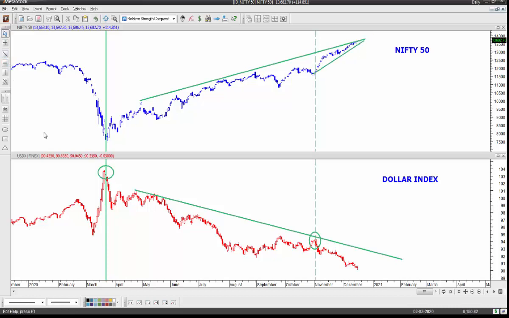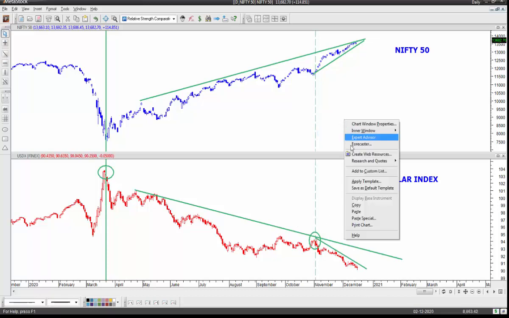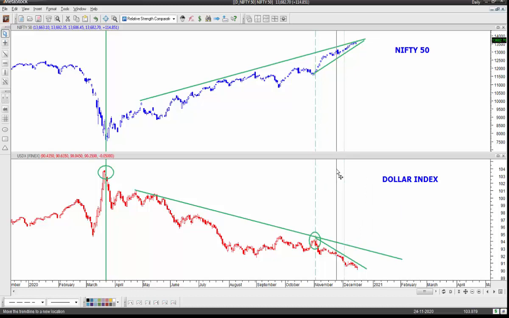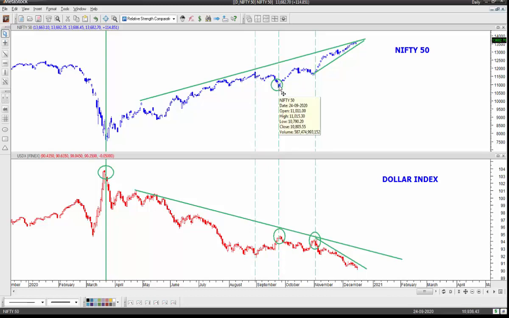This is where the trend has picked up, and this is where the trend has picked down on the dollar index. Now, look at the same basis. You'll see the last little uptick also coincides with a small peak on the dollar index. In the same way, the last little dip on the Nifty, from say 11,800 to closer to 10,800, coincides with a move on the dollar index from 91 to 94 odd levels.